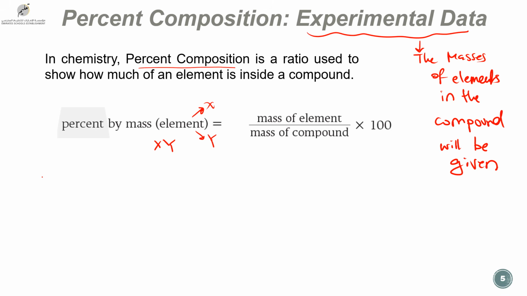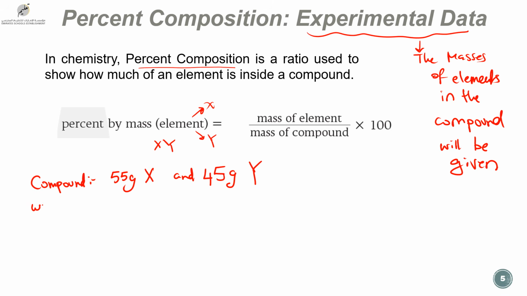For example, if you have a compound, 55 grams is X and 45 grams is Y.